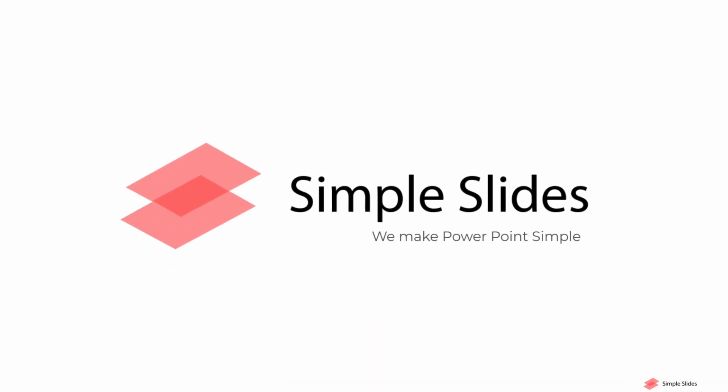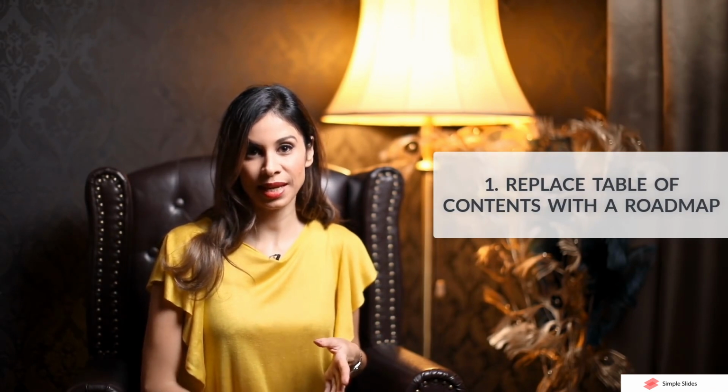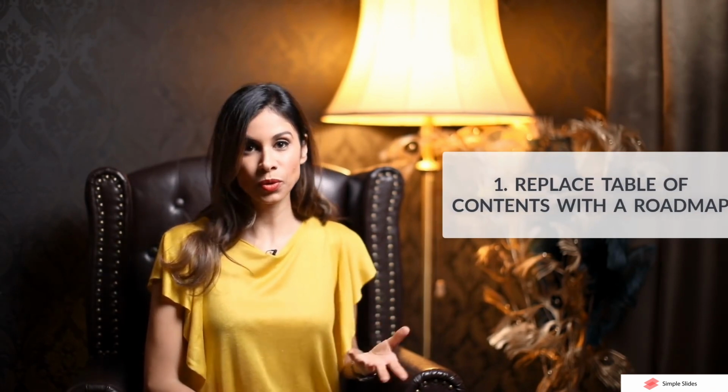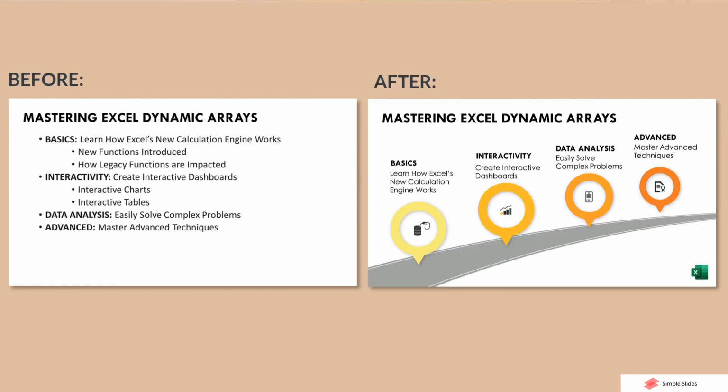My most important tip for you is to use roadmaps. You can use these in two different ways. Number one is to get rid of your table of contents slide and replace it with a roadmap. So for example, instead of presenting the table of contents for your presentation like this, you'd present it like this. It's clear that with each single step, your audience is learning more. They're moving up the road to a certain outcome.